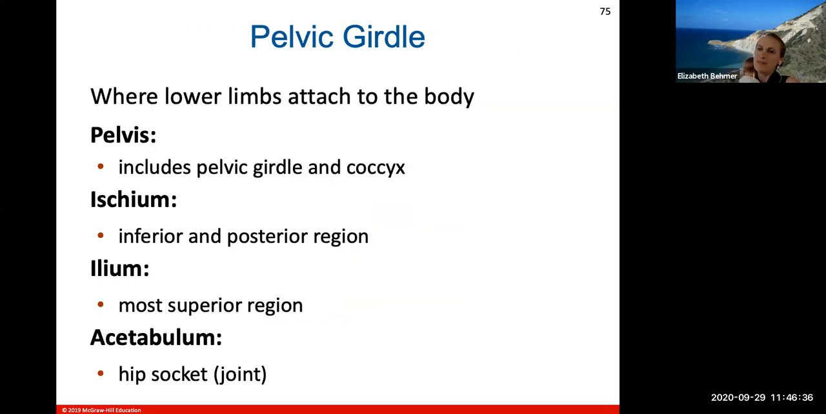so moving on to the pelvic girdle. The pelvic girdle is what will attach the lower limbs to the rest of the body. It includes the pelvis and the coccyx, which is your tailbone. And then the ischium and ilium bones are two other bones associated with that hip bone. And the acetabulum is the hip socket or joint.